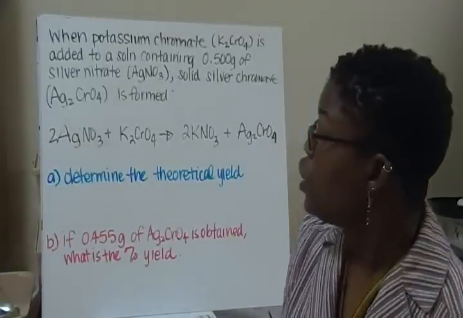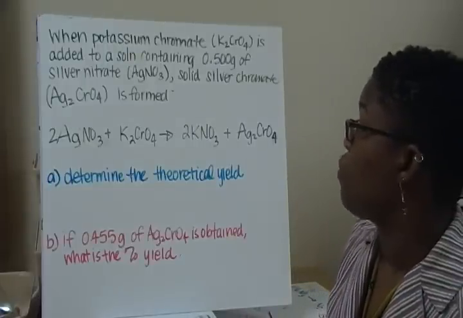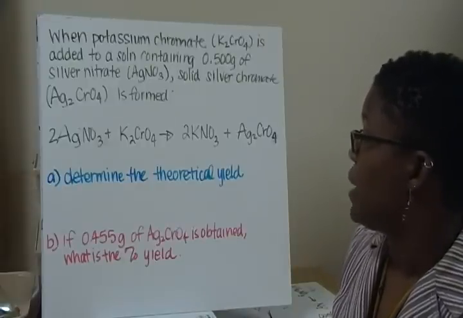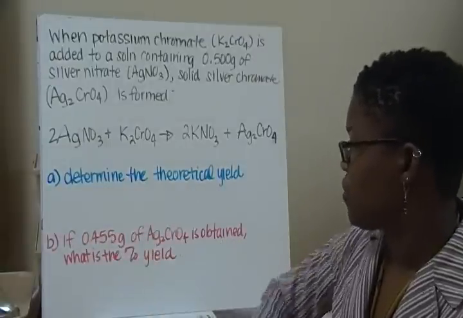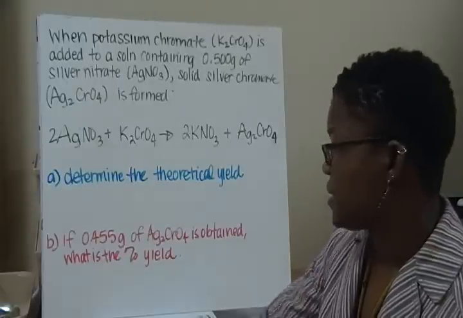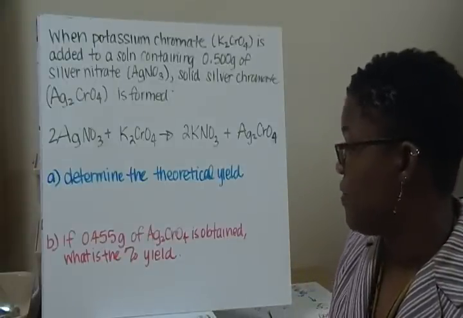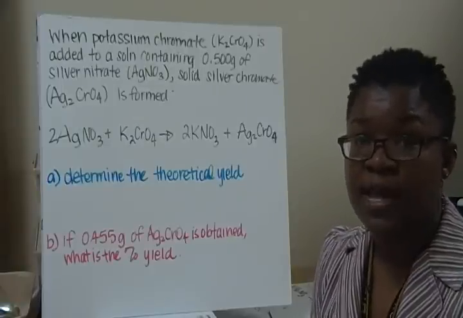When potassium chromate is added to a solution containing 0.50 grams of silver nitrate, solid silver chromate is formed, and then they give you the equation. The question is, first determine the theoretical yield, and next, if I receive 0.455 grams, what is the percent yield? Pause and write this down.